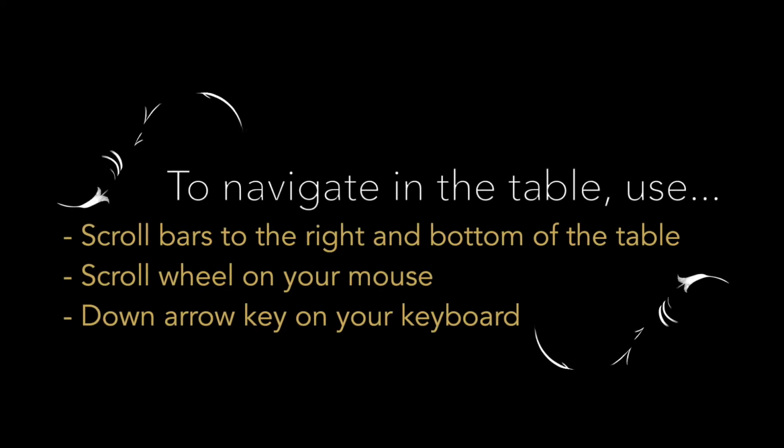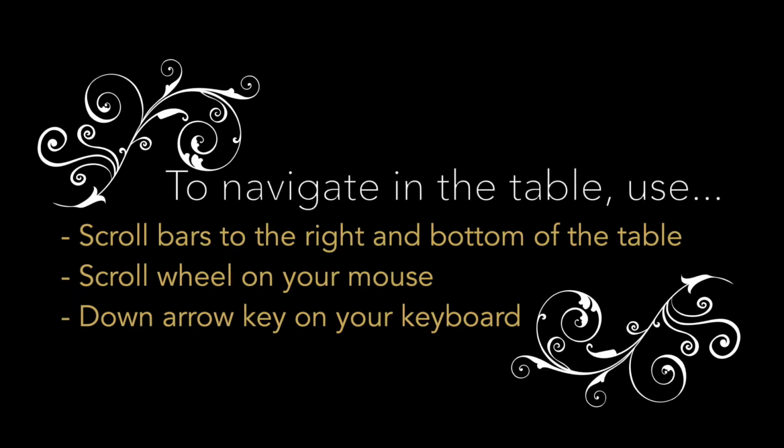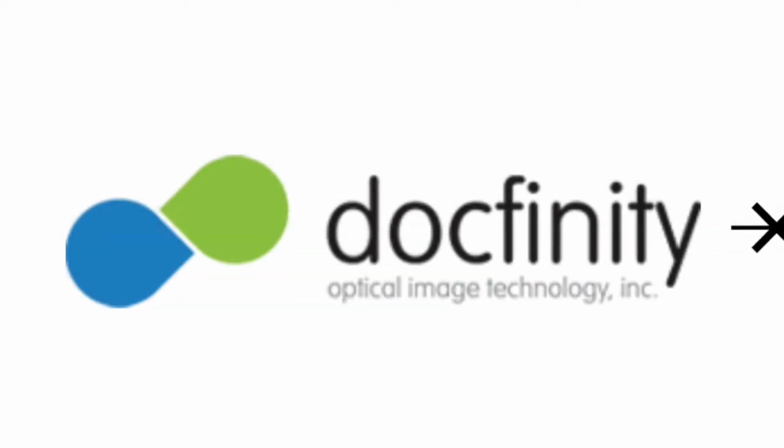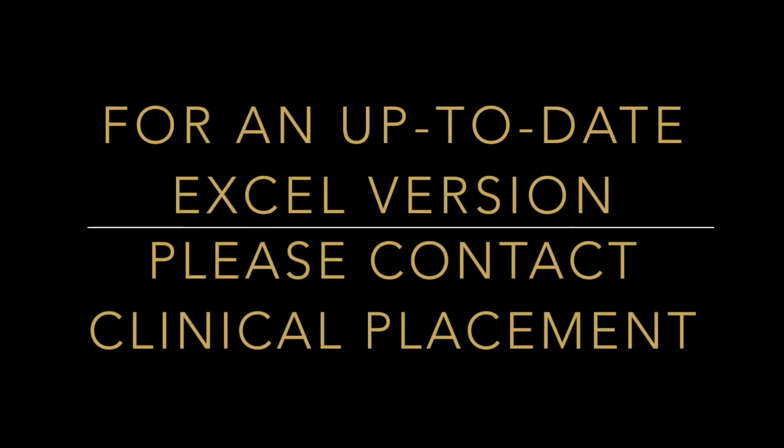If you are having trouble seeing students in the bottom of the table using the scroll on your screen, click in the Student Status Table and use the scroll wheel on your mouse to scroll to the bottom of the table. If you do not have a scroll wheel, then click on the table and use the down arrow on your keyboard to get to the bottom of the table. The Student Status Table cannot be exported to Excel. For an up-to-date Excel version of this table, please contact the Clinical Placement Department.